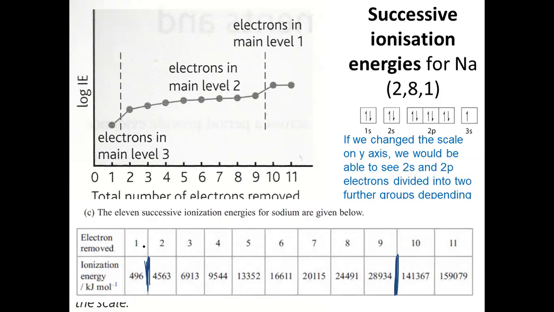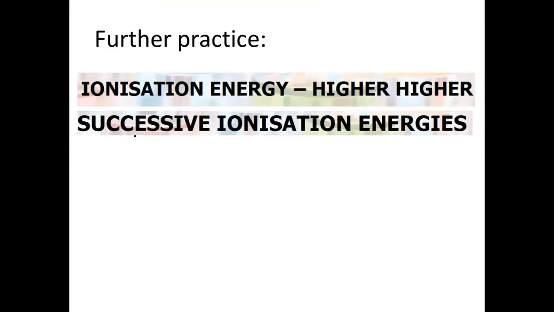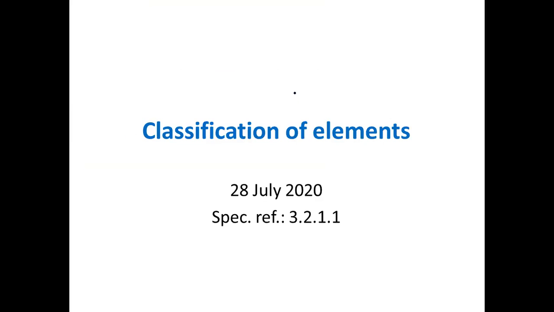Because the big jump is always the end of a shell, where a new period starts. So if I ended my shell and then the next one is only 1 electron, that's group 1. If I had 2 numbers and then the next one would be a big jump, that would be group 2, and so on and so on, right? So there's further practice on this in the successive ionization energies worksheet, and also there's more questions in this one, and I'll share with you the answers. So this is in your booklet. Well, we're going to move on.